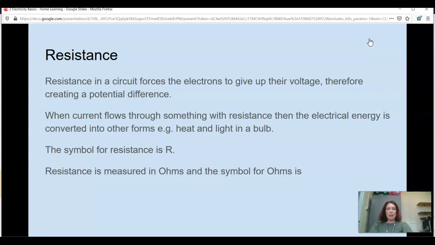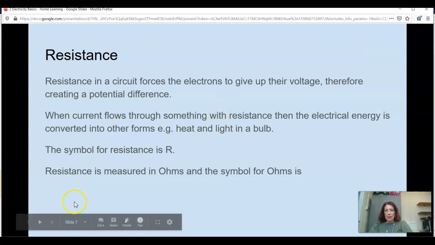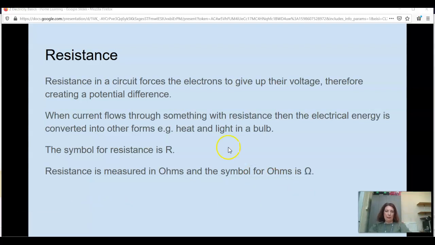Now the symbol for resistance is R, and resistance is measured in ohms, okay? And the symbol for ohms I have not put on here, so I just need to pause it and I will add it in. Okay, so there we go, I've added the ohm symbol. You can see it looks like a head with little shoulders coming off. Okay, so that's the symbol for ohms. Resistance was discovered by a scientist called Ohm, and so that's his symbol that he uses.